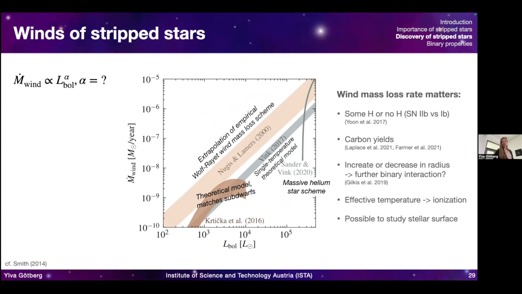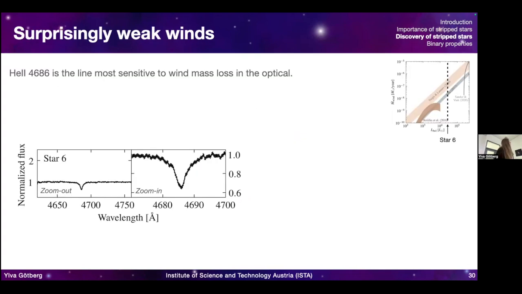So I already mentioned why we should care about that. But we have optical spectra so far, and you cannot do very much for wind mass loss rate with optical spectra. The most sensitive spectral lines for measuring wind mass loss are in the ultraviolet. So this is a project of my PhD student. He's having challenges with that right now.